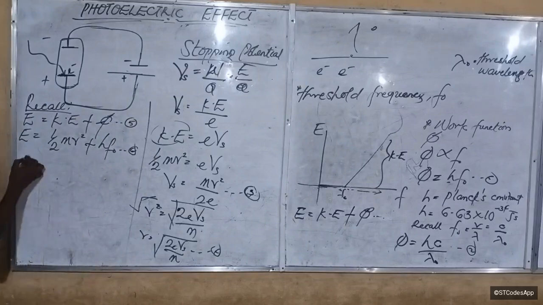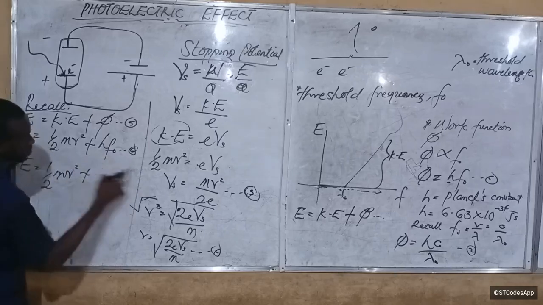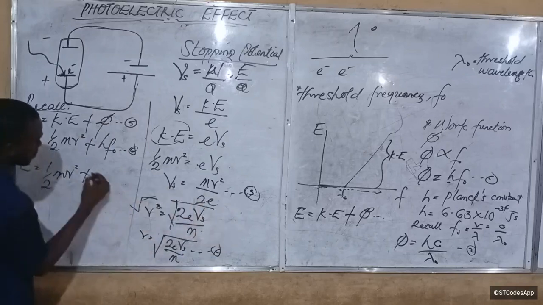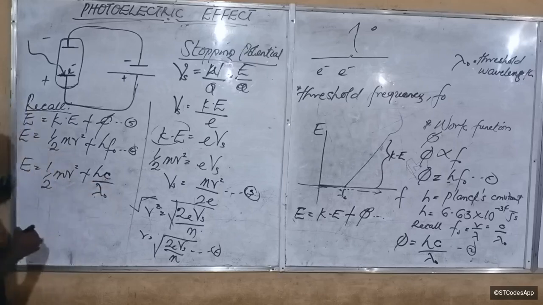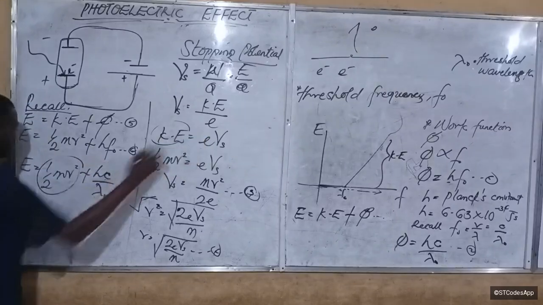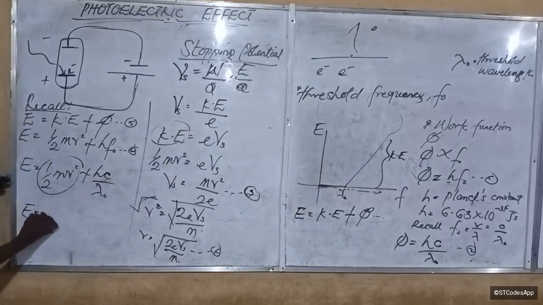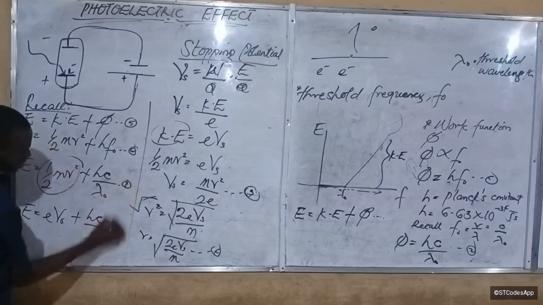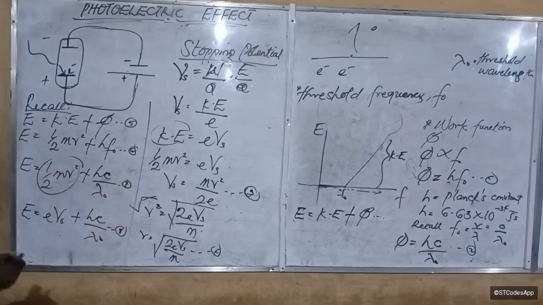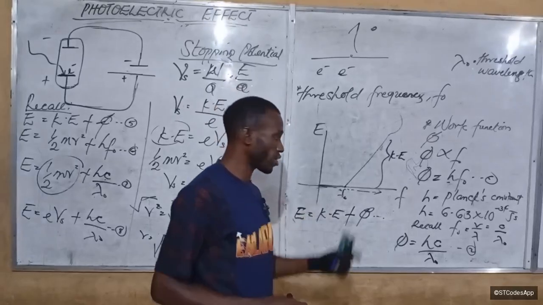Then we solve that E will be equal to half mv squared plus hf naught, and phi is also what we have derived, hc over lambda sub naught. Then we also have that if kinetic energy is equal to charge times stopping potential, then E will be equal to eV sub s plus hc over lambda. These are all the equations that you can use in calculation. All right, let's get into solving some questions and see that this is actually the case.